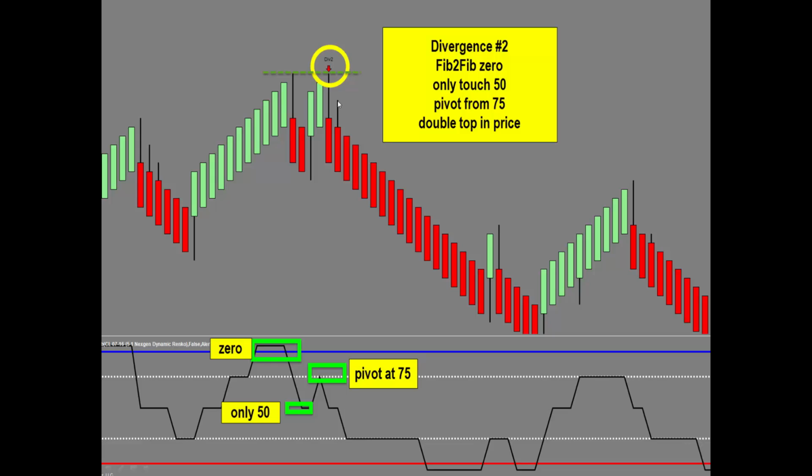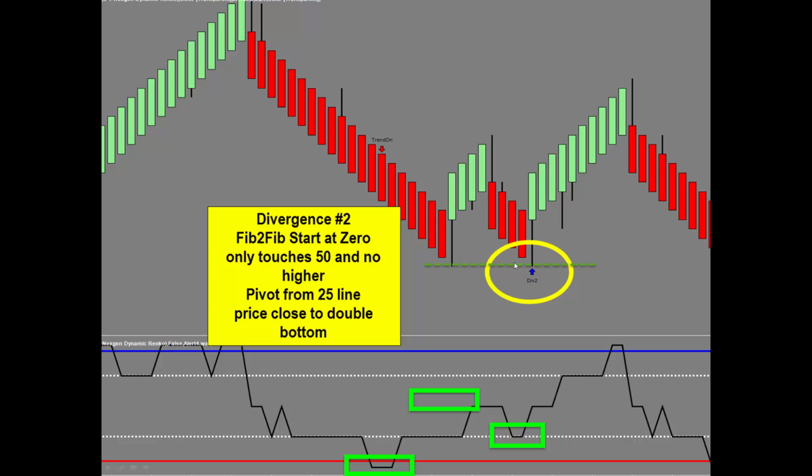So you're going to see how the divergence patterns will work right into what we do with fibs and trigger lines and high volume areas. Same thing down here at the bottom. Pattern's just in reverse. It goes from oversold up to the 50, pulls back to the 25 buy line, double bottom in price, and we get divergence.